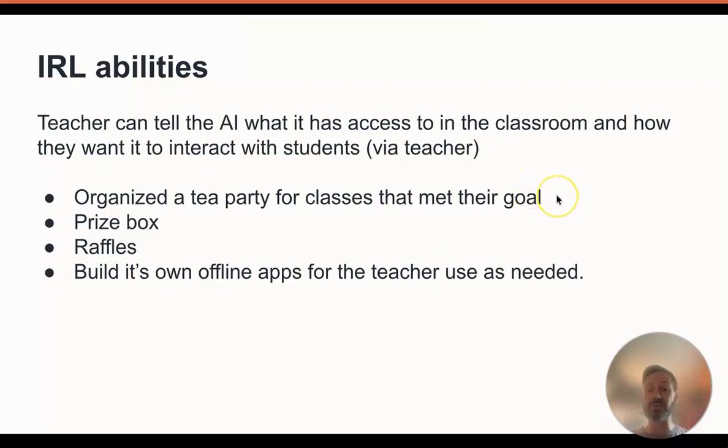One of the things that was the most interesting, and that students enjoyed the most, was that it organized and really heavily promoted a tea party at the end of the first quarter for whichever class met their goal. And this really did motivate a lot of students. One of the classes reached that goal of no missing assignments, and they were able to have that tea party. And Nolan AI told me what kind of things to get together.